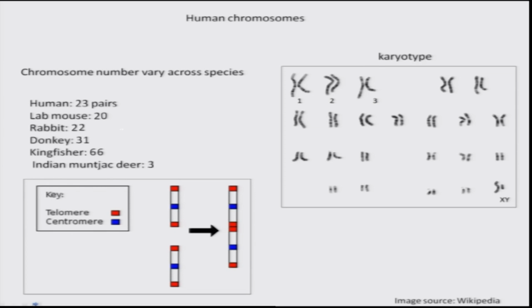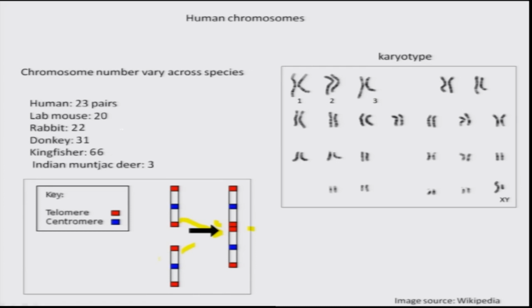Therefore, the variation in the number is because of fusion, meaning two different chromosomes fusing together to form a larger chromosome, or they are broken to form shorter chromosomes, right? And therefore, the number varies. That is what we believe could be the reason why you have a difference in number.